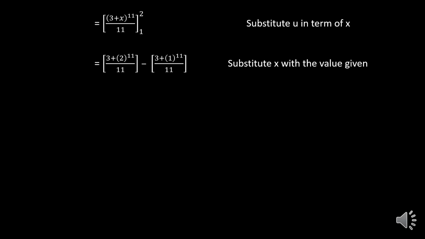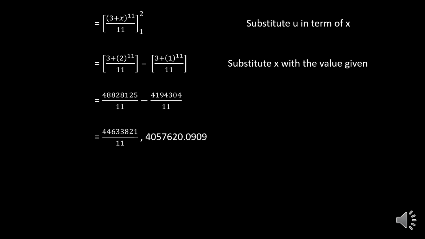Okay, substitute it with the values given. So here we got the answer: 48828125 over 11 minus 4194304 over 11. So we got the answer. Here is the answer: 44633821 over 11, or in its decimal term, 4057620.0909.